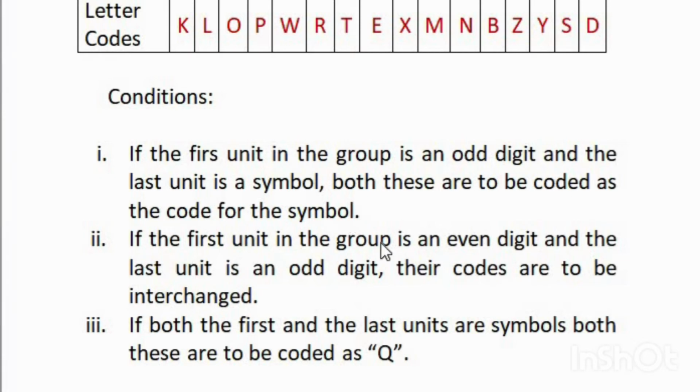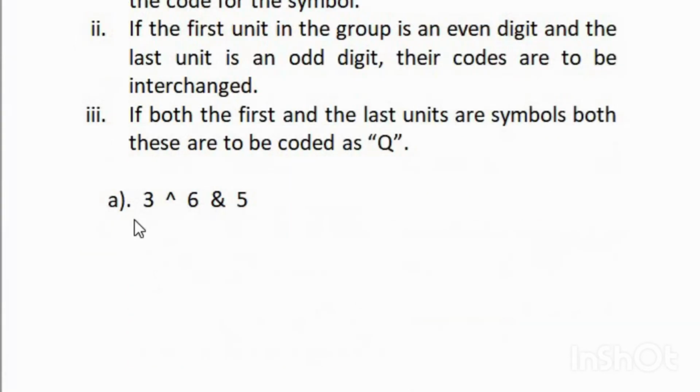Second condition, if the first unit in the group is an even digit and the last unit is an odd digit, their codes are to be interchanged. And the third condition, if both the first and the last units are symbols, both these are to be coded as Q. This is the first one.